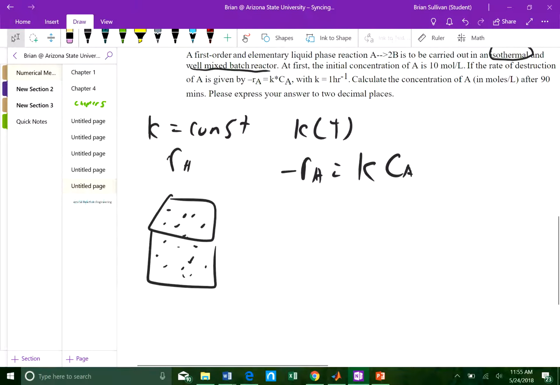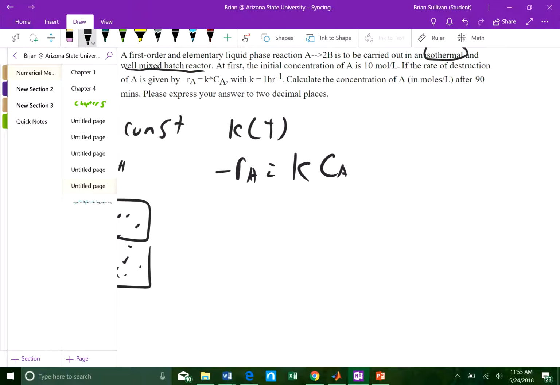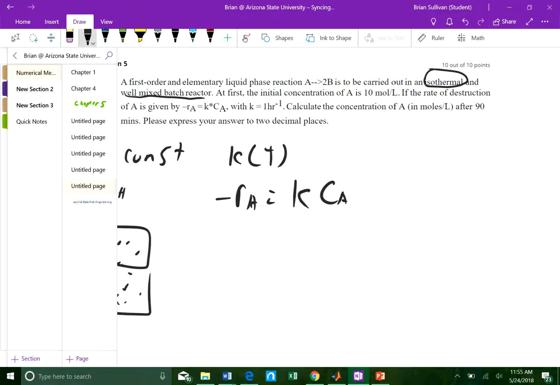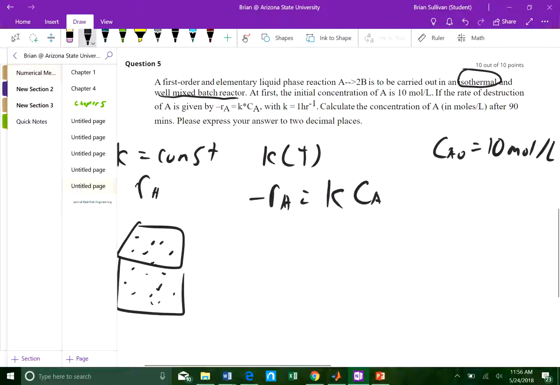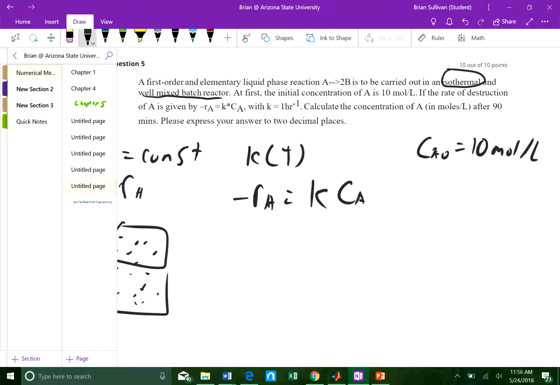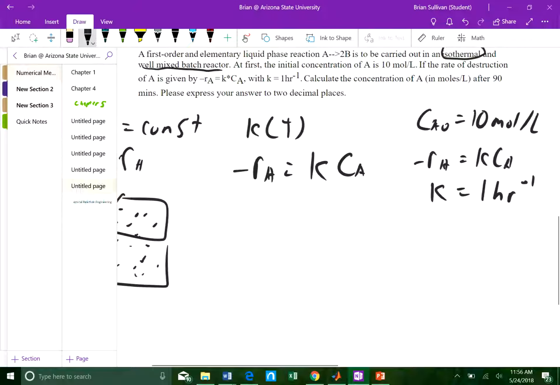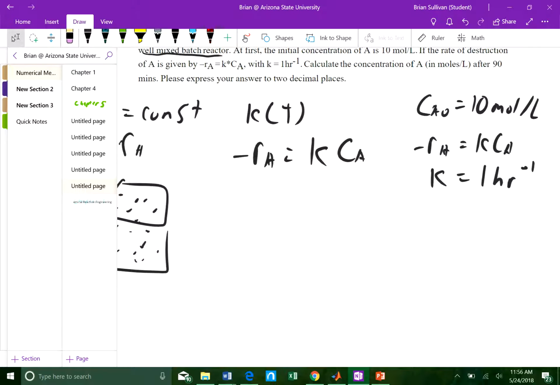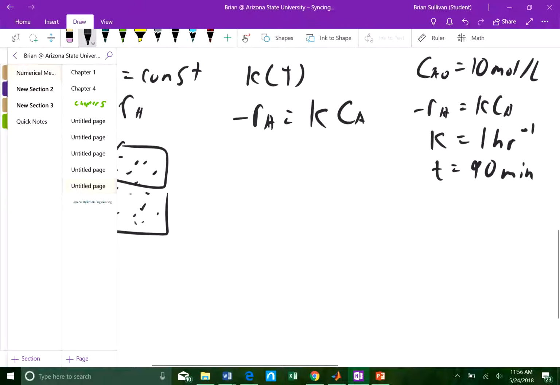Now, you're dealing with a first order elementary liquid phase reaction, so it's going to be kCA. Let me drop down over to the right and write down all the variables that were given. The initial concentration of A is 10 moles per liter. They give you the destruction of A, which is right here, rA equals kCA, and they give us the rate constant. Calculate the concentration of A after 90 minutes. So t is equal to 90 minutes. That's how long our reaction is going to go for.